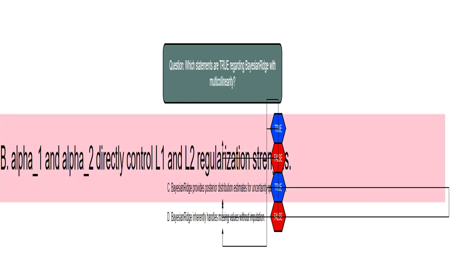Statement C says BayesianRidge gives you the posterior distribution of the model parameters. That's absolutely right. That's a key strength because it shows how certain we are about the estimates.